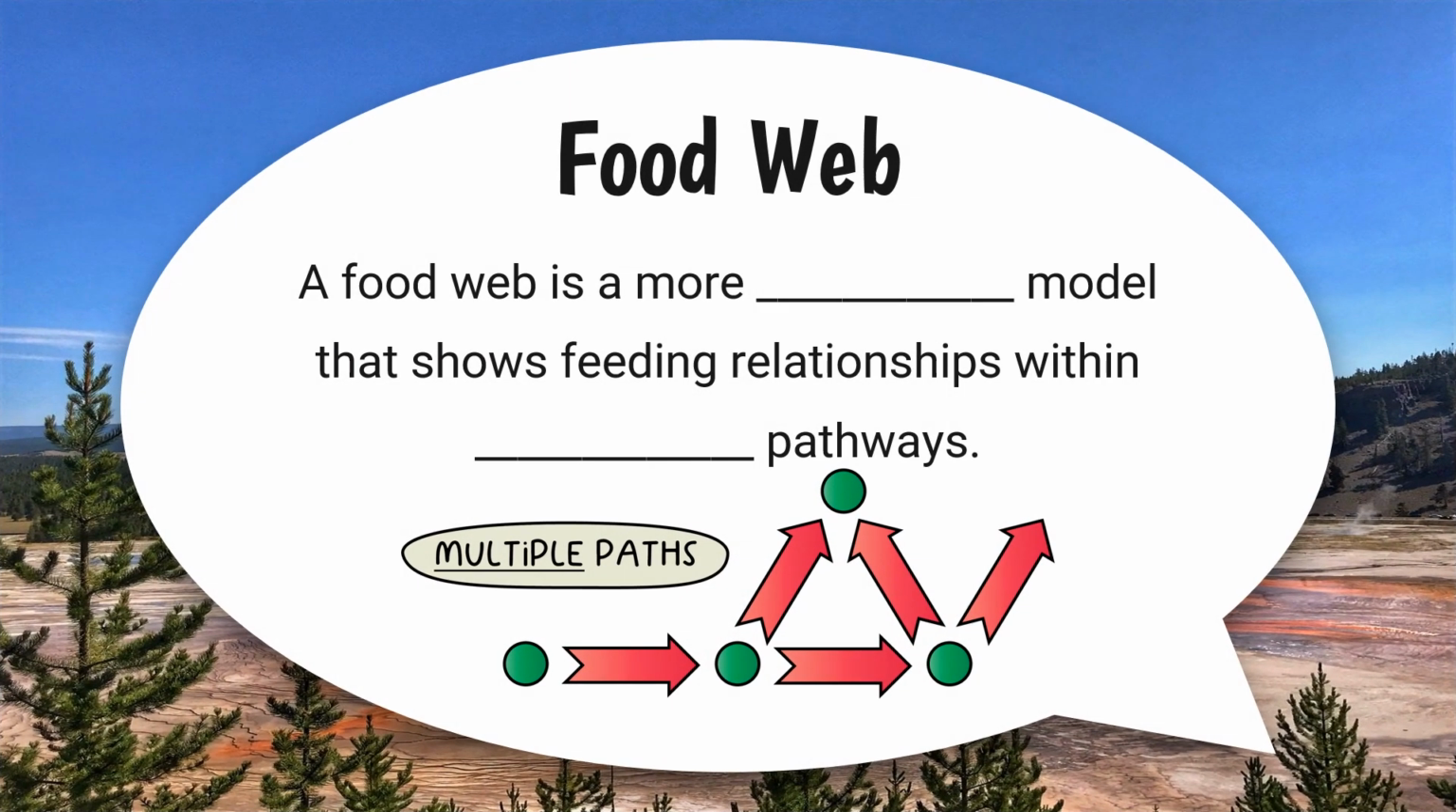All right. Now, a food web. A food web is a more complex model that shows feeding relationships within multiple pathways. So that's why we call it a web, instead of a chain, because just like a spider's web, it kind of goes in many different directions. But still, the arrow goes from the eaten to the eater.